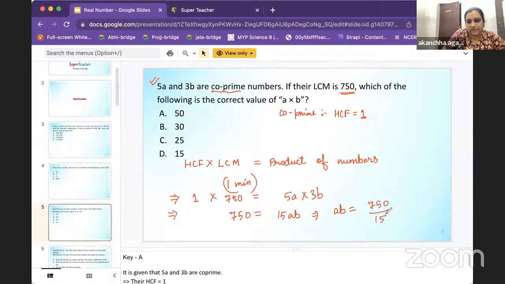What I've done is changed the sides. I've brought this to the left hand side and this to the right hand side, because generally whatever we want to find is on the left hand side of the equation. Nothing else. It is totally fine keeping it this way also.